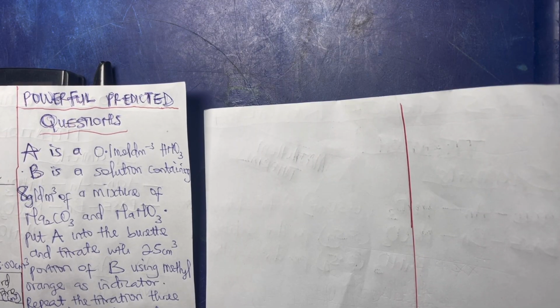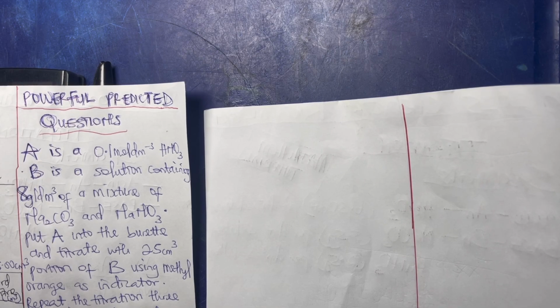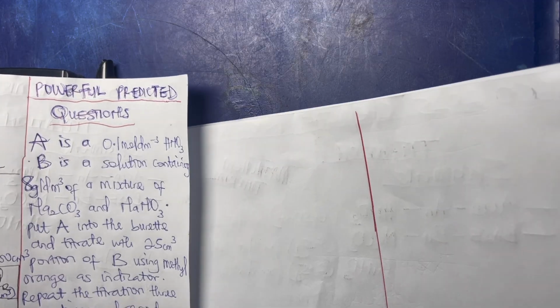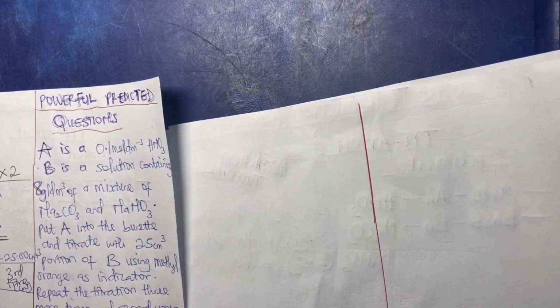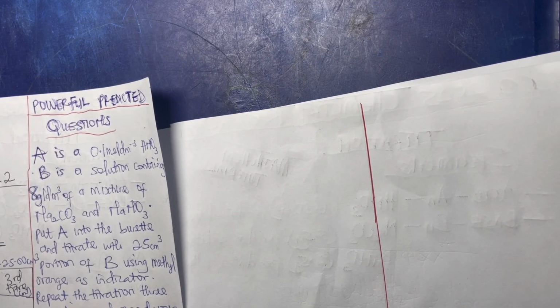Now, looking at the question. The question says that A is a solution containing HNO3, which is 0.1 mole per dm cube. Again, it says that A is a 0.1 mole per dm cube HNO3. Okay, and then B is what? B is a solution containing 8 grams of a mixture of Na2CO3 and NaNO3. So you can read the rest.